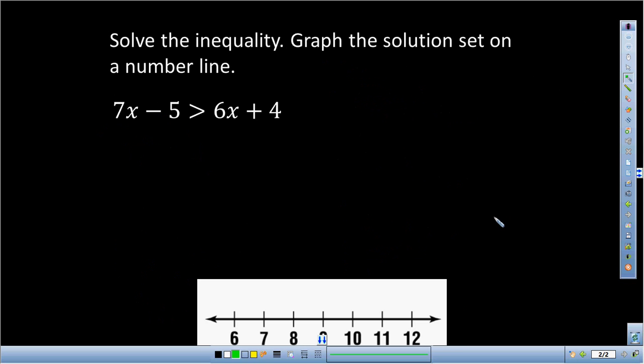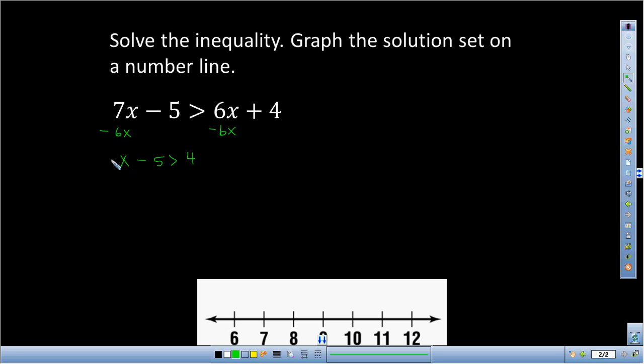This next example says solve the inequality, graph the solution set on a number line. So again, we're just going to use the properties of inequality. As long as we subtract the same amount or add the same amount to both sides, the statement does not change. As we look at this inequality, we notice we have x's on both sides, so we can take a maximum of 6 x's away from both sides. When we do that, we're left with x subtract 5 is greater than 4.